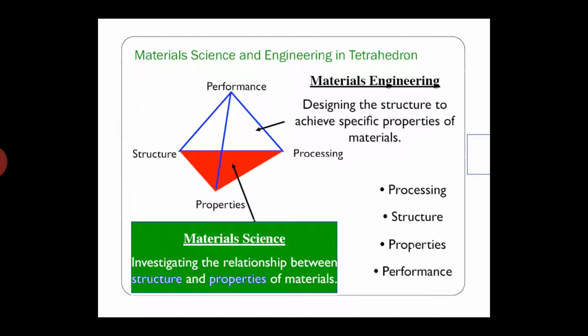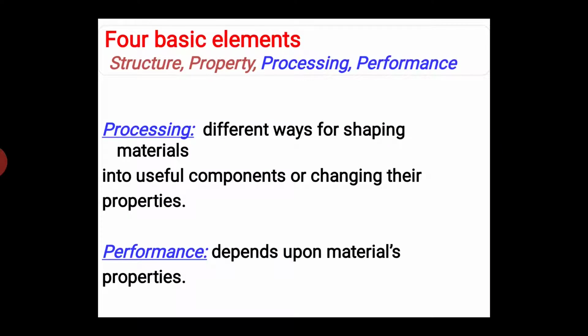Basically, what is material science? It is nothing but the relation between the structure and properties of the material. On that basis, one tetrahedron is given for the understanding of the processing, structure, property and performance of the material. This is regarding the four different processes. Then the first basic element, processing, means what? A different way for shaping materials.